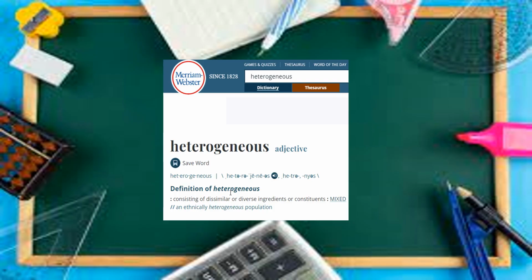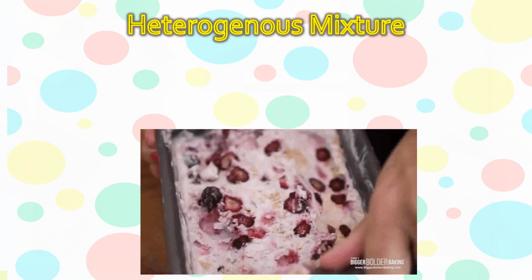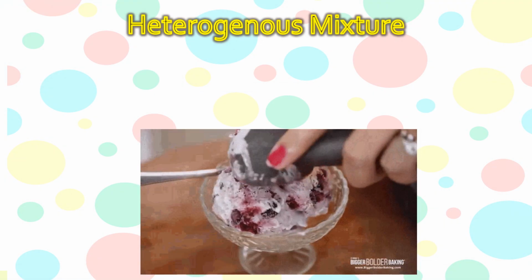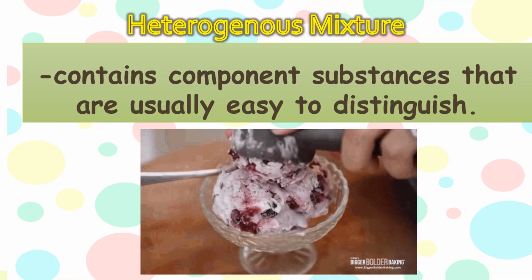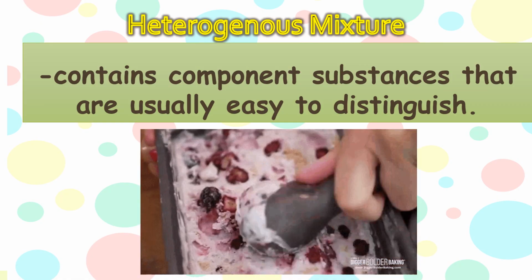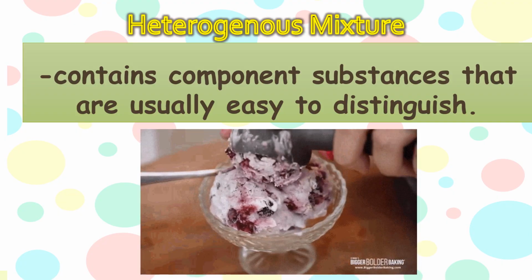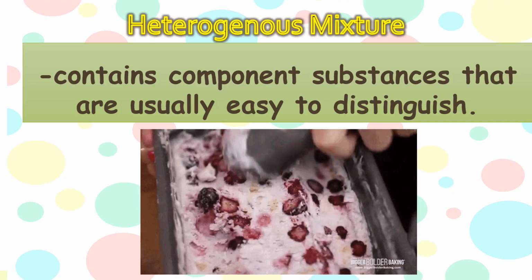Heterogeneous is defined as consisting of dissimilar or diverse ingredients or constituents, or a mix. A heterogeneous mixture contains component substances that are usually easy to distinguish.